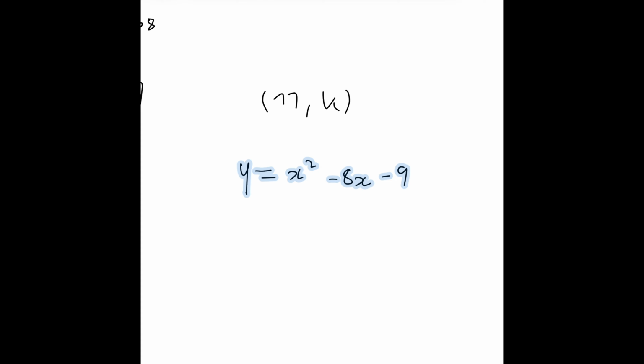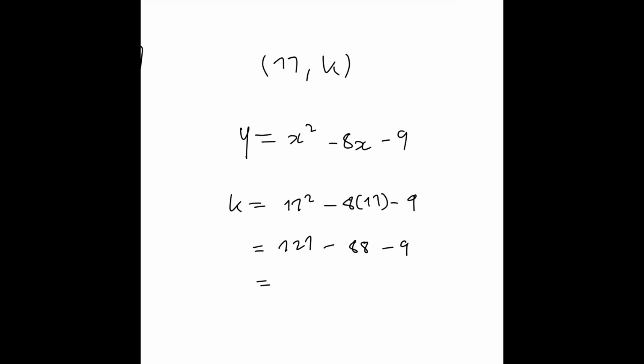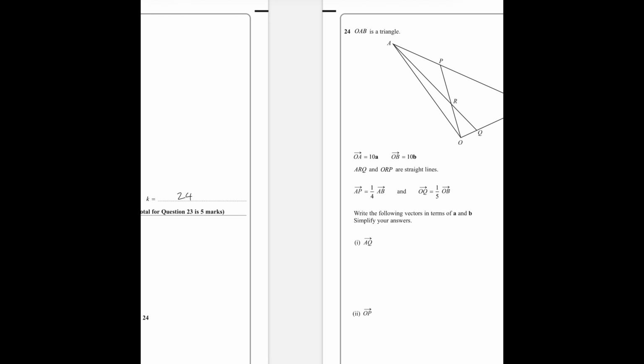Now, that means when x is 11, y is k, so k is equals to 11 squared minus 8 times 11 minus 9. So, 121 minus 88 minus 9. So, yeah, it's 24. K is 24. That's the answer. Oh, yeah, K is 24.